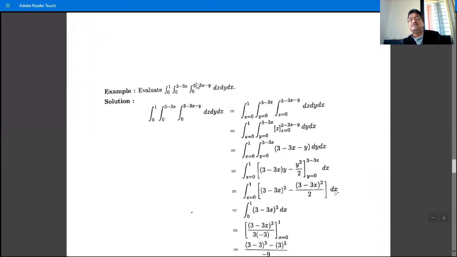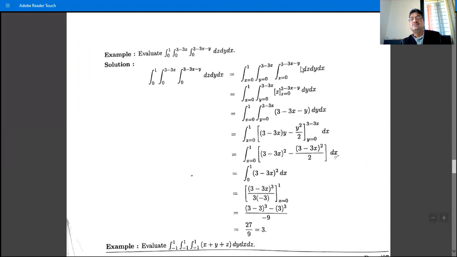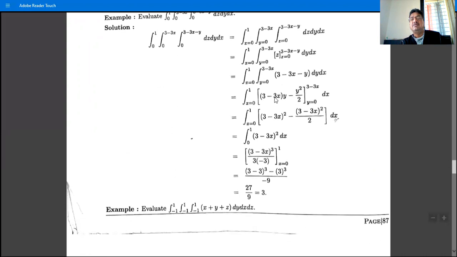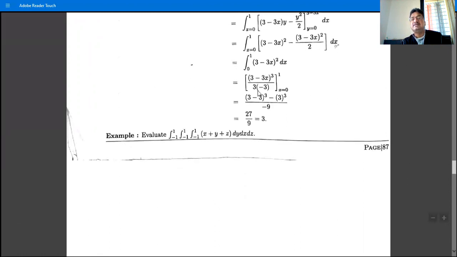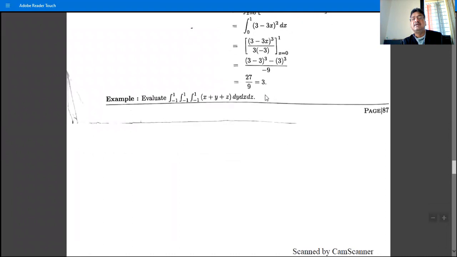Similar problem: this is the limit on z, this is the limit on y, and this is the limit on x. So integrate with respect to z first. The integration of 1 is z, upper limit, lower limit. Then integration with respect to y is this, upper limit, lower limit value, and then lastly integration with respect to x, and the value at the upper limit and the value at the lower limit.